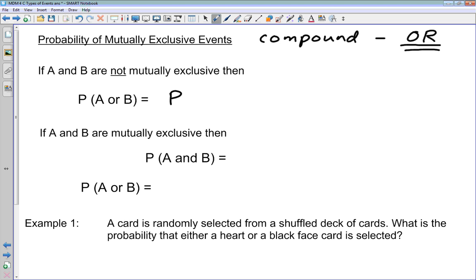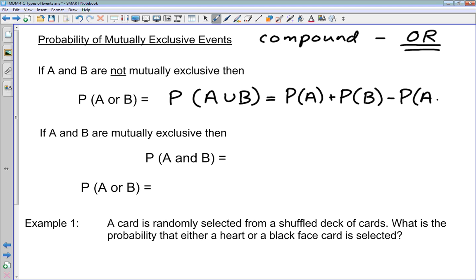Okay? So if A and B are not mutually exclusive, then the probability of A or B, and another way of writing probability of A or B is A union B, is going to be equal to the probability of A plus the probability of B minus the probability of A and B. So this is basically our principle of inclusion and exclusion that we've seen before. That we have the number of events in one set, the number of events in the other set, and we have to subtract off the events that are in both so we don't count them twice.